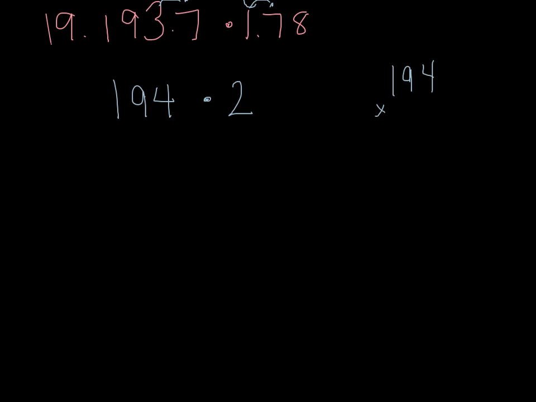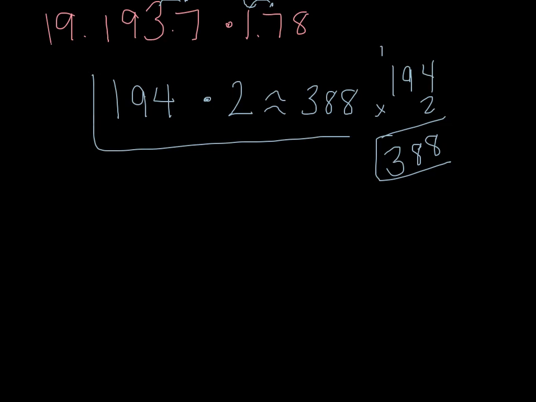194 times 2. 2 times 4 is 8. 2 times 9 is 18. 2 times 1 is 2, plus 1 more is 3. So we would write about 388. Put a box around this whole thing right here and call it good.